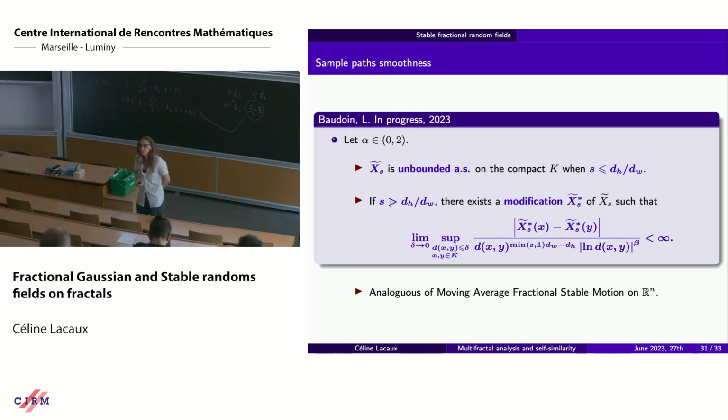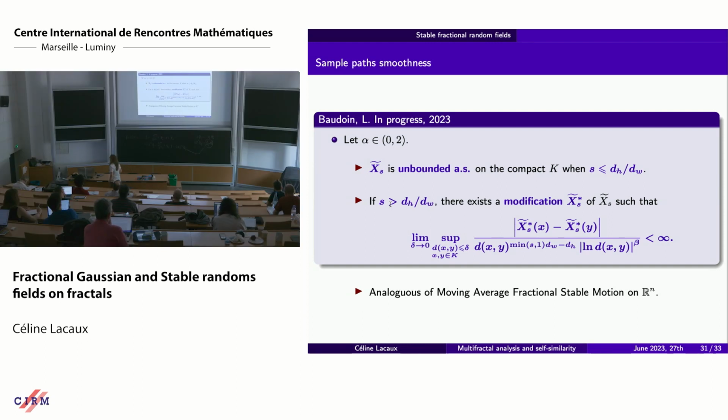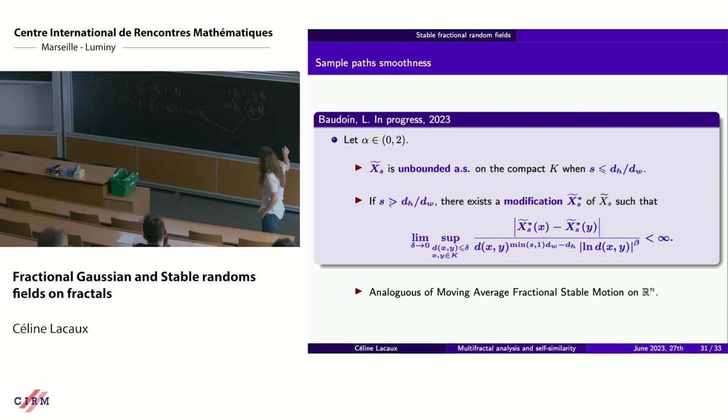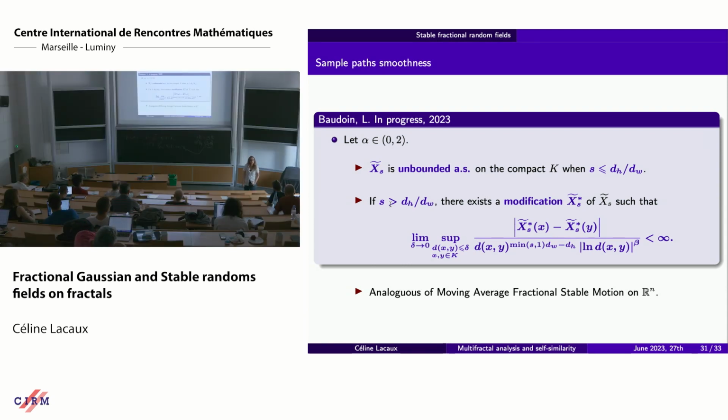At the beginning, I was quite surprised. Why are there unbounded sample paths? To understand that it is not surprising, we have a look at what happens in the Euclidean case. What is the analog of the fractional stable fields in the Euclidean case? In fact, you obtain what is called in the literature moving average fractional stable motion. You don't recover harmonizable fractional stable motion. You recover the moving average one. And for moving average, in the Euclidean case, it is already well known that for most of the parameters, the sample paths are unbounded. Here, we've got exactly the same as what happens in the Euclidean case.